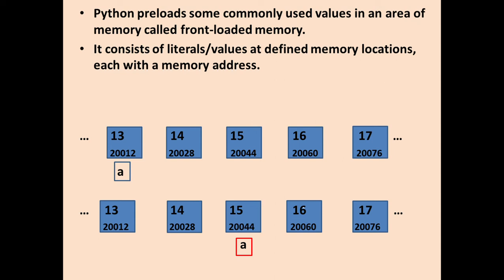Then where does the variable assignment come in? See these two statements. The first statement says a = 13. So now a will become the label for the value 13, which is stored in the memory location 20,012. In the second statement, a = 15. Now the label a will be shifted to the location where 15 is stored. That is the memory address, you can see 20,044. So this is how Python will assign the value for a variable.